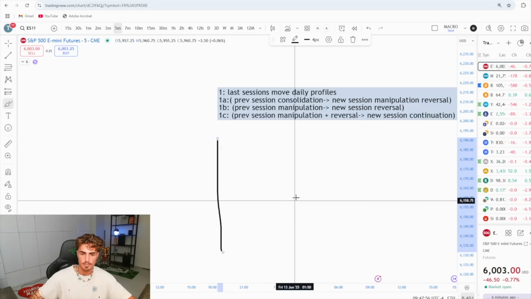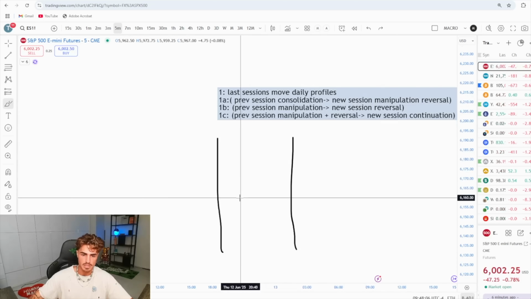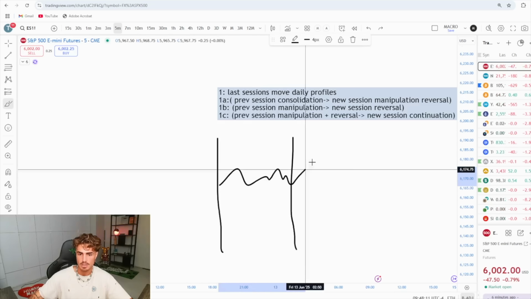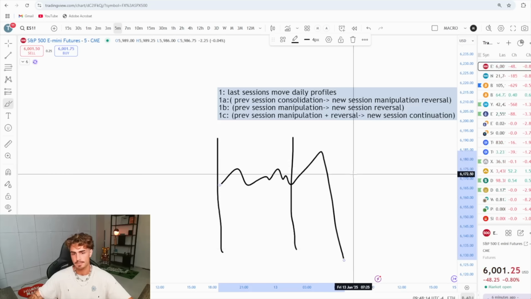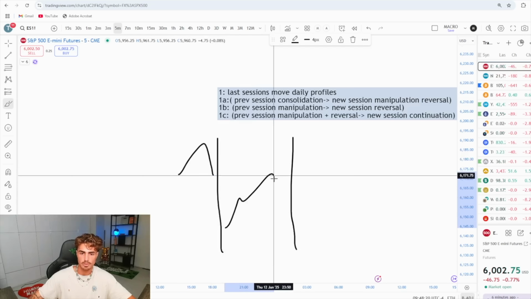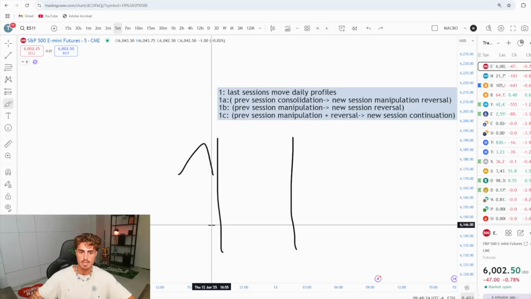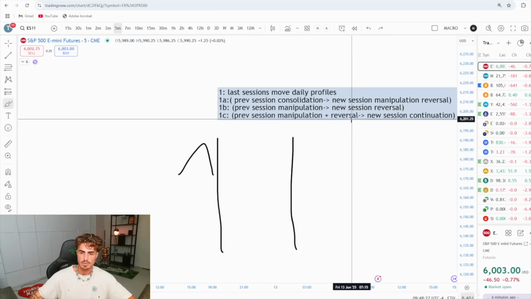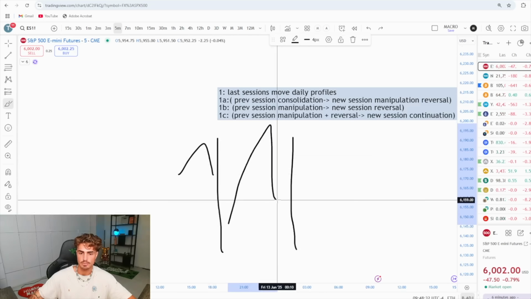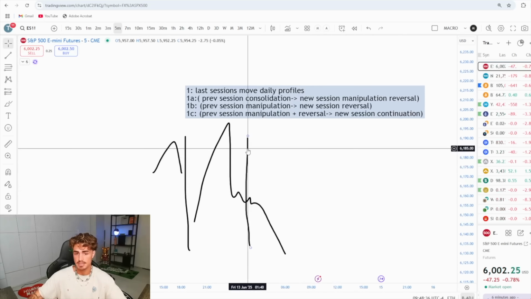So for previous session consolidation, new session manipulation and reversal, let's say we're just consolidating, and then boom, new session starts. We manipulate, reverse, awesome. Next one, previous session manipulation, new session reversal, we're going up. We take out those highs into the new session. We're expecting it to reverse. And then previous session manipulation, reversal, new session continuation. We see the manipulation, the reversal. We're expecting it to continue down. So those are the three ways that market can move.